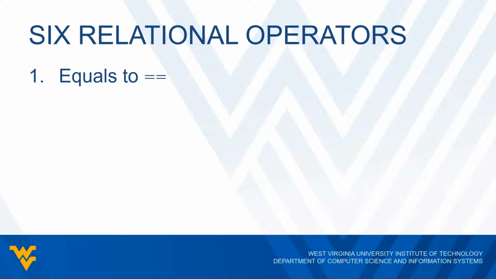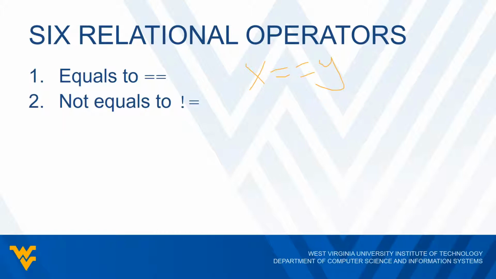The first is equals to, which is denoted by 2 equal signs. So if I want to check if two values are equal to each other, I can say something like x double equals y. I can also check if two values are not equal to each other. That's denoted by using an exclamation point and then an equal sign. So I can do x exclamation point equals y.